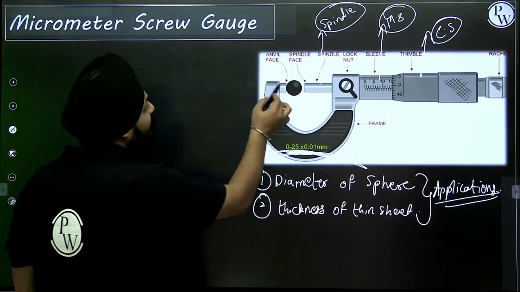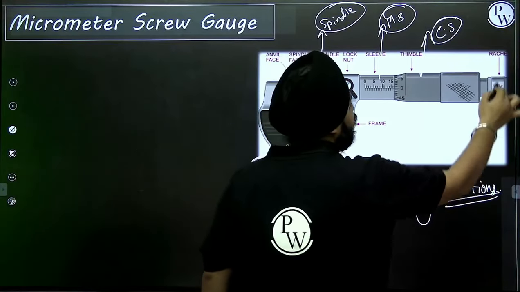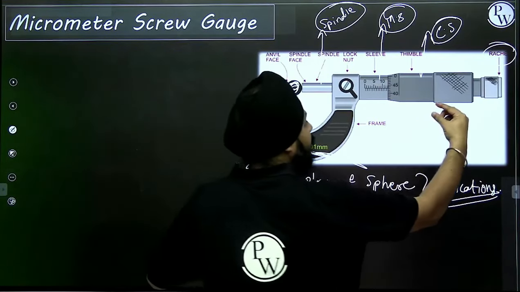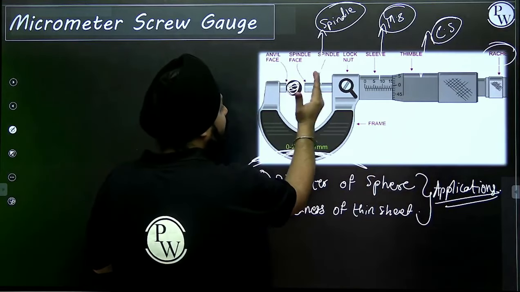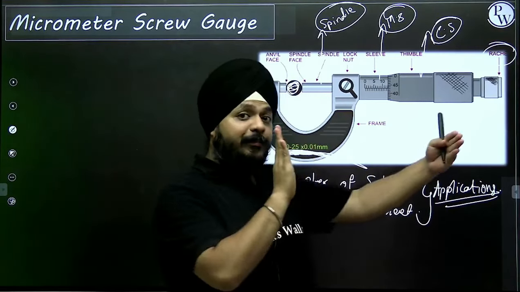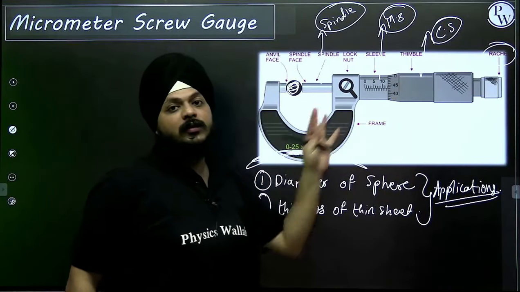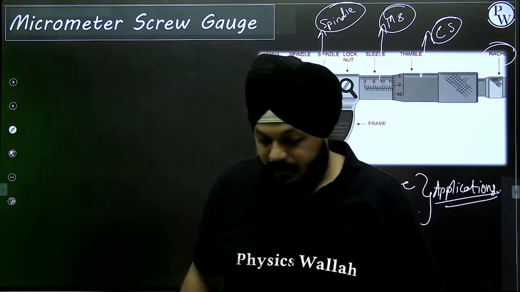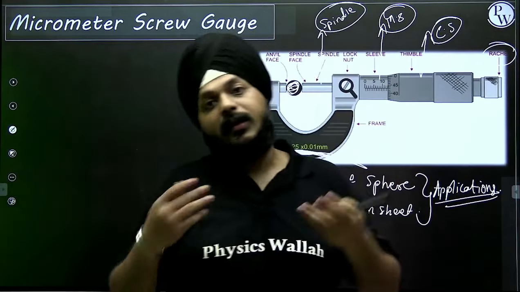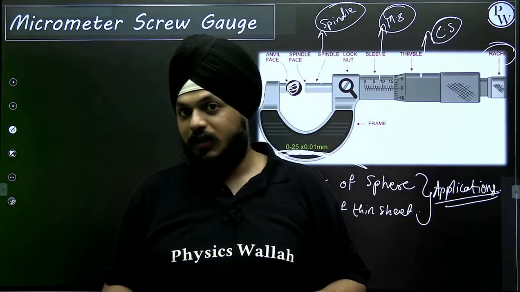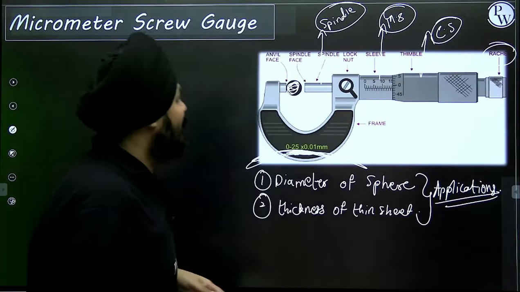The object is kept here this way. Using the ratchet, the scale is rotated and this thing is moving forward, and the spindle is trying to grab the object. So this is the actual phenomenon of this thing. Least count in the caliper, least count in the screw gauge. Now let's see what it is.